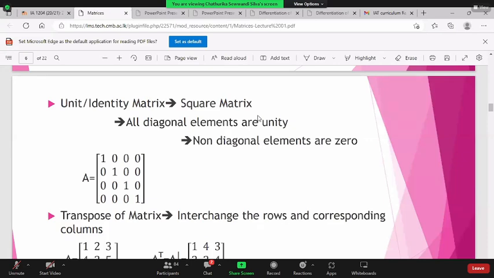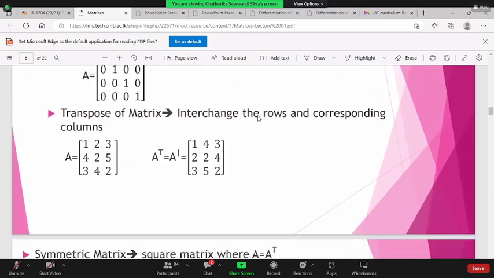Right? Since we are used to writing 2 by 2, 3 by 3, 4 by 4 unit matrices, we don't notice these properties. It should be a square matrix. All diagonal elements are 1. And all non-diagonal elements are 0. So that is called unit or identity matrix.